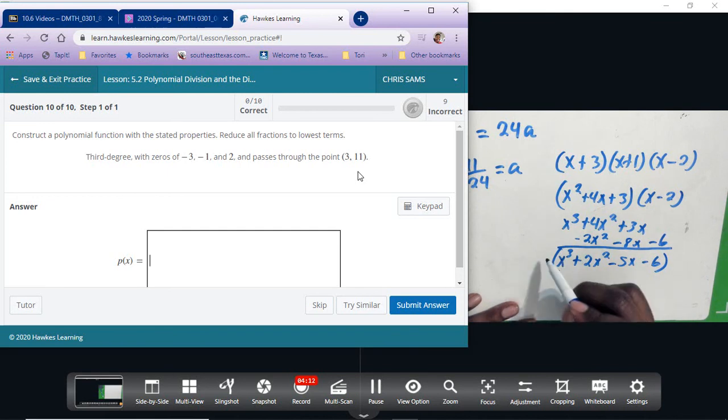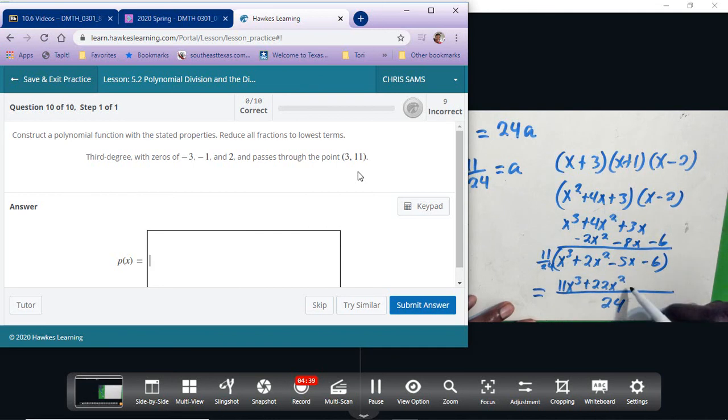We have to multiply by that factor of a, so 11 over 24. So 11 on the top, 24 on the bottom. On the bottom there was nothing, so all of this is divided by 24, and we'll multiply each of these terms by 11. So we have 11x cubed plus 22x squared minus 55x minus 66. So this is what guarantees that this polynomial goes through that point (3, 11).